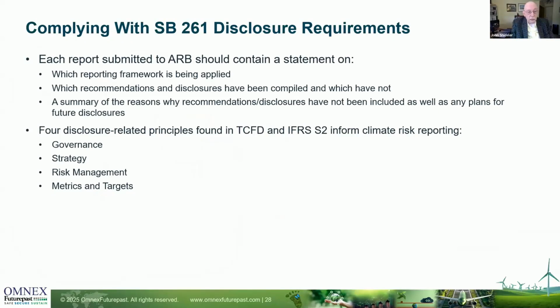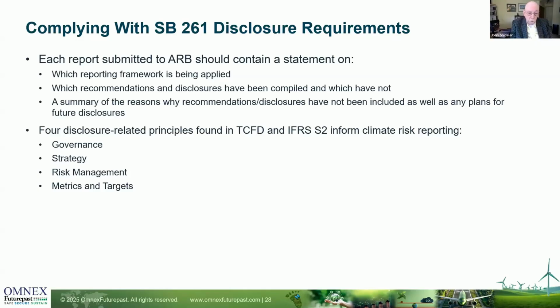ARB expects that each disclosure will make a statement about the reporting framework the company is using, which recommendations from those frameworks have been complied with and which have not. If there are any that have not been complied with, then ARB expects the reporting entity to explain why those requirements were not met and what their plans are for disclosing against those requirements in the future.